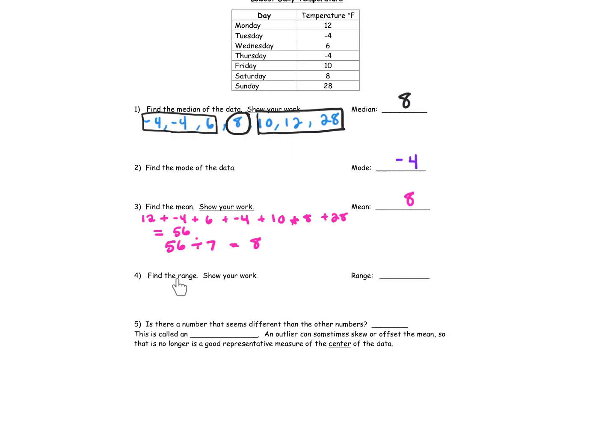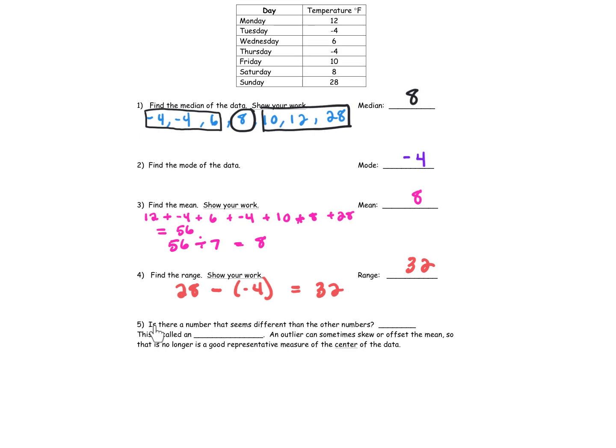And number 4 asks us to find the range. The highest temperature was 28, and the lowest temperature was -4. So the range in temperatures that week was 32 degrees, from -4 all the way up to positive 28 degrees.